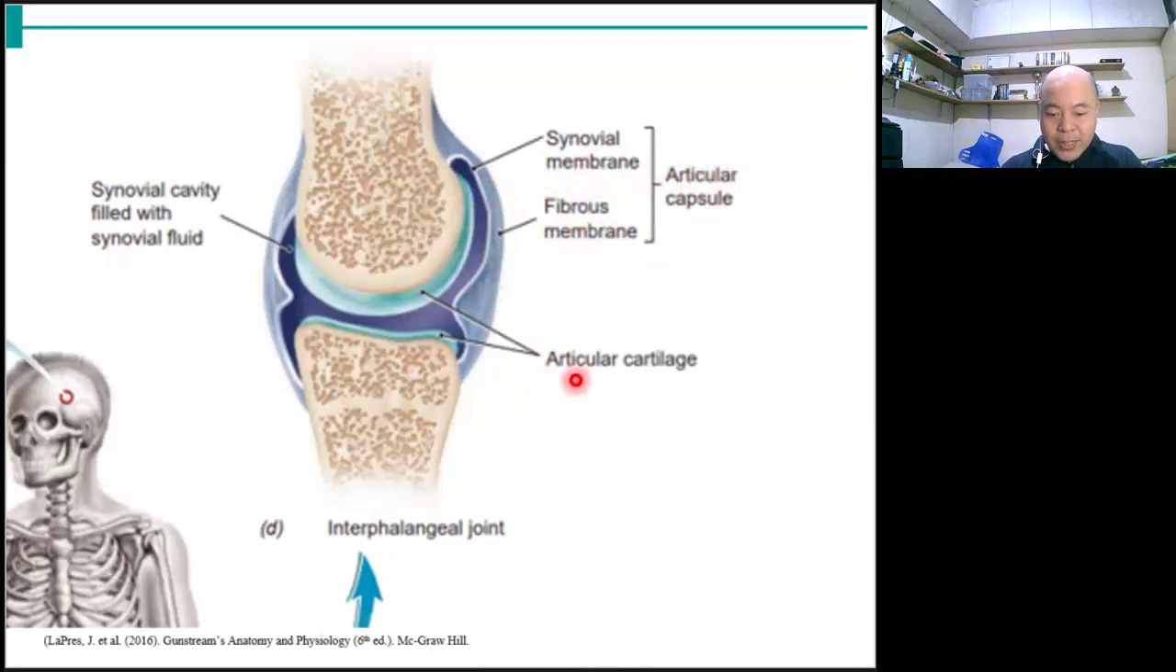Now, what we see here is the articular cartilage. It lines the bone. It lines both bones, the ends of both bones. So that is the anatomy of a synovial joint.